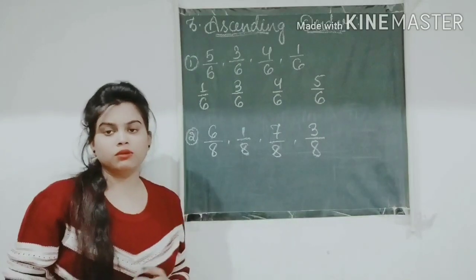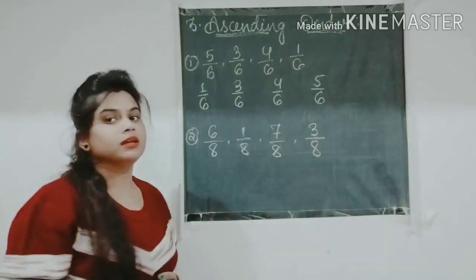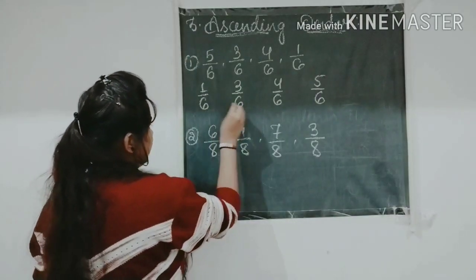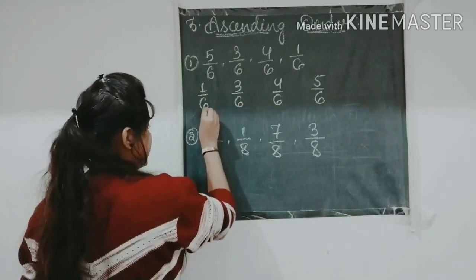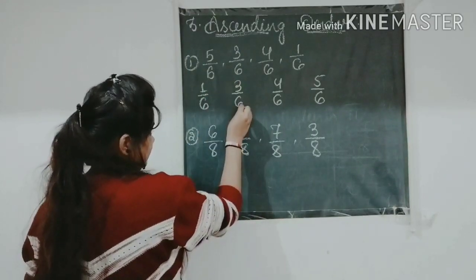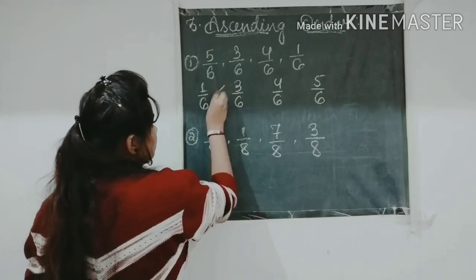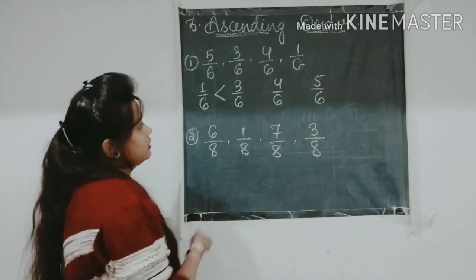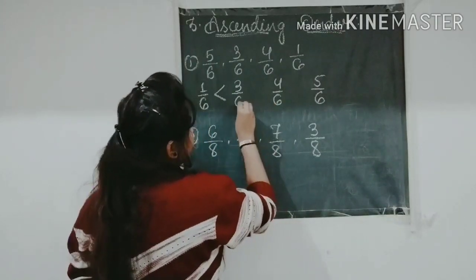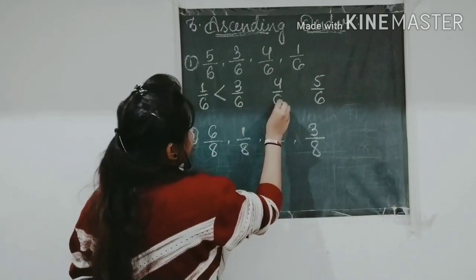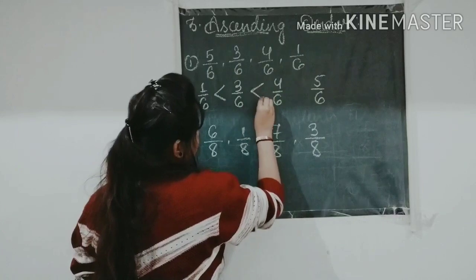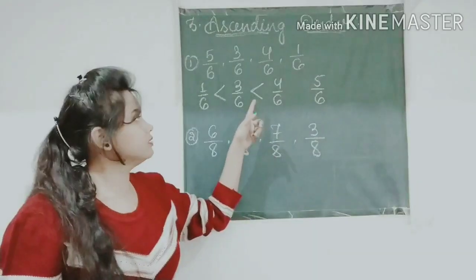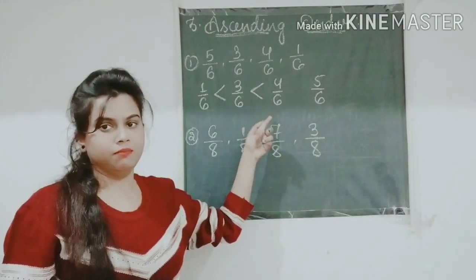Now, most important thing, what you have to do here now, you have to put the sign, greater than sign. So, here, compare these two fractions. In these two fractions, which fraction is greater, 1 by 6 or 3 by 6? 3 by 6 is greater, so the mouth will open towards the greater fraction, that means 3 by 6. Next, compare these two. 3 by 6 and 4 by 6. Which number is greater? 4 by 6. So, open the mouth towards the greater number because this alligator mouth is opening towards the greater number only.